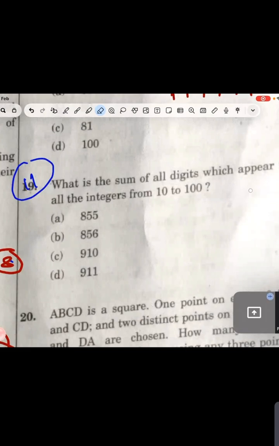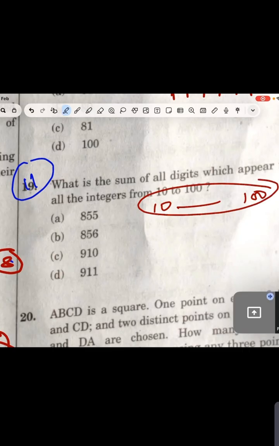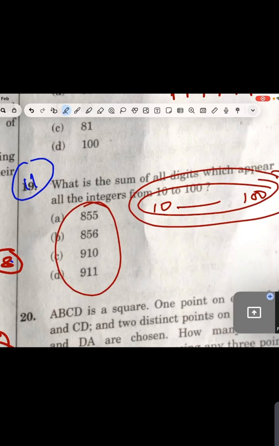read Priyal. What is the sum of all digits which appear in the integers from 10 to 100? What is the examiner asking actually? The examiner is asking that from 10 to 100, how many digits will appear? You have to add all the digits and sum. Oh my god. And the options are so close. I cannot do it humanly, but I have common sense, and that's what I have to use.